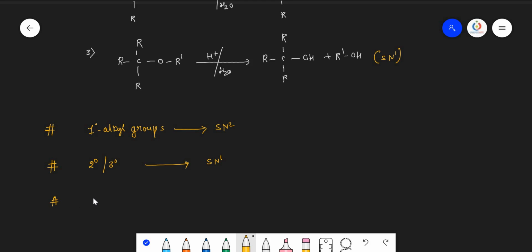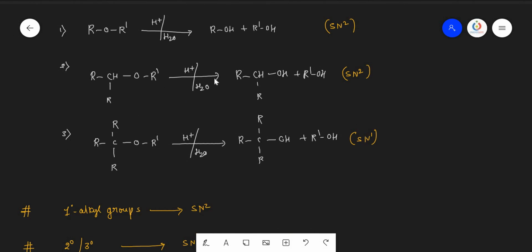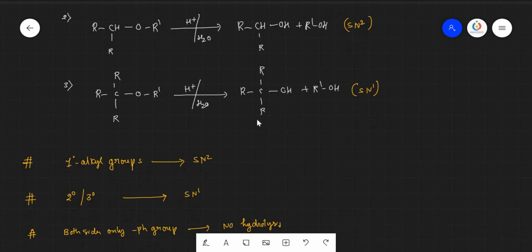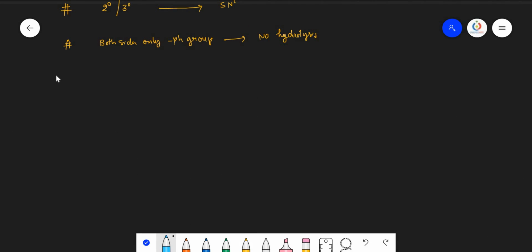And if only phenyl groups are present on both sides, then there will be no hydrolysis. So you can understand how they follow the SN1 mechanism and SN2 mechanism after seeing the reaction mechanism. So let us see the reaction mechanism of these ethers now. Mechanism of the ethers having the primary alkyl groups.